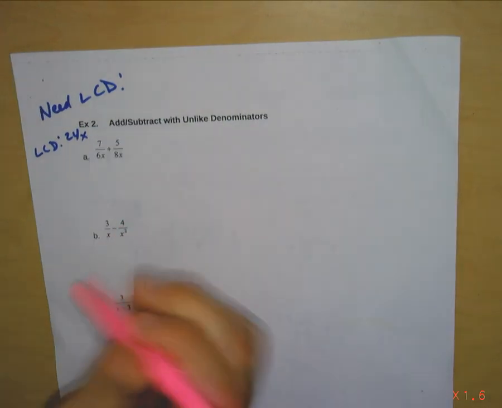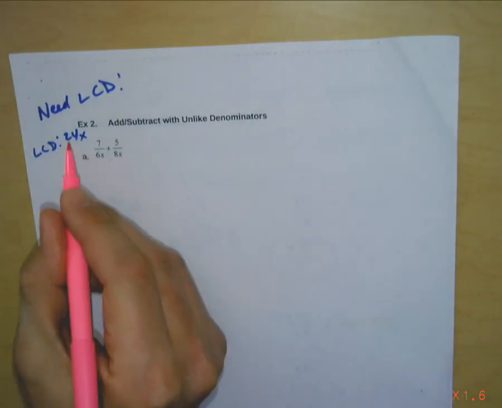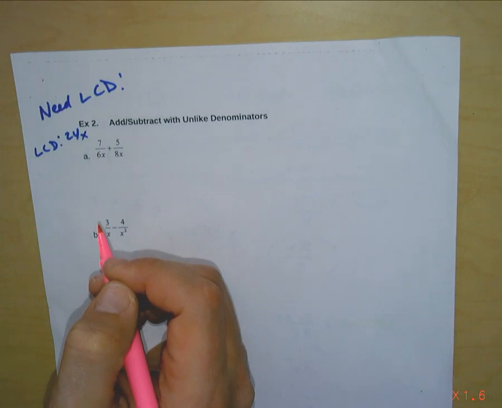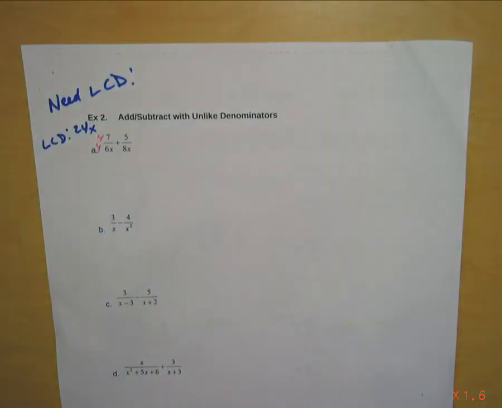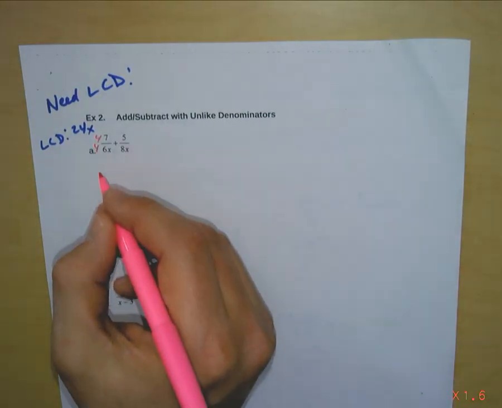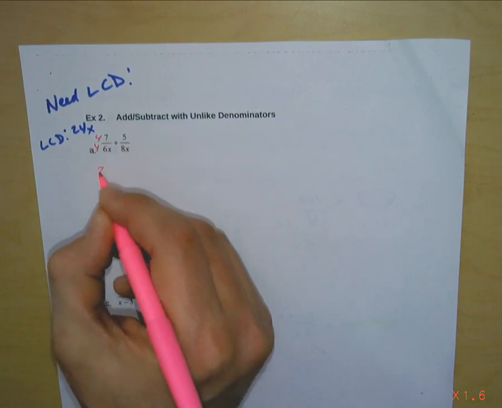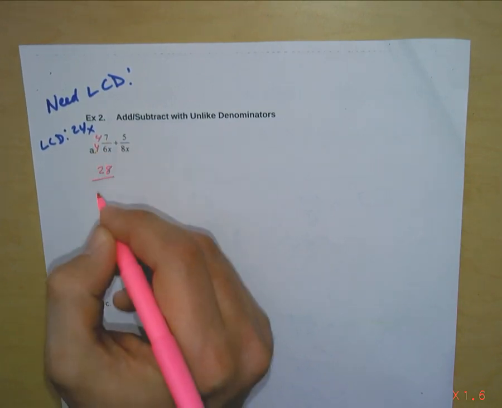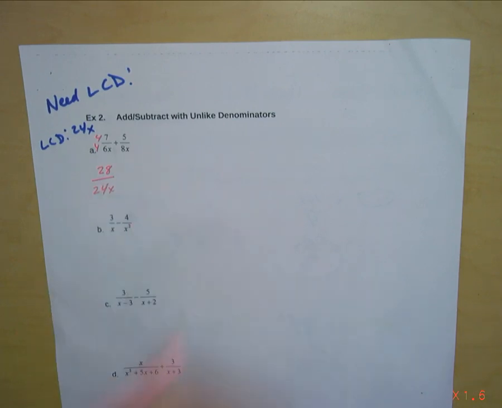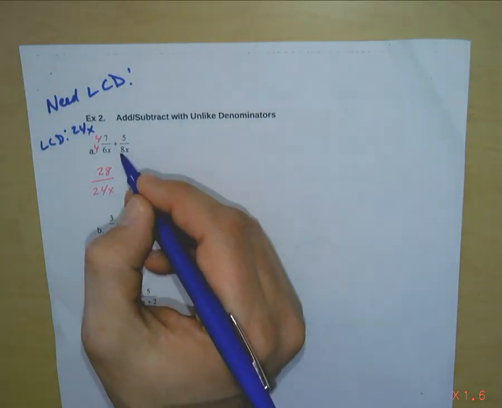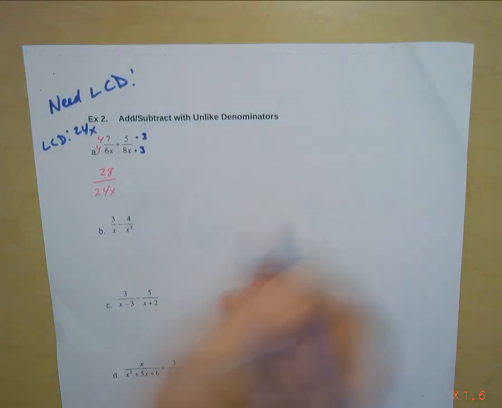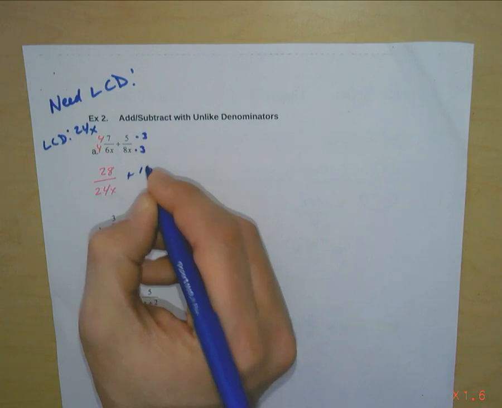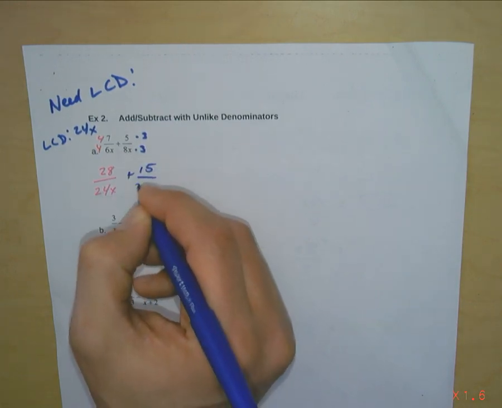So what do I need to multiply 6x by to get 24x? A 4. If you do it to the bottom, you have to do it to the top to keep the fraction equal. So I'm going to multiply this top and bottom by 4. 4 times 7 is 28, and 4 times 6x is 24x. And then what do I need to multiply 8 by to get 24? 3. So I multiply top and bottom by 3. 5 times 3 is 15, and 3 times 8x is 24x. Look at that.